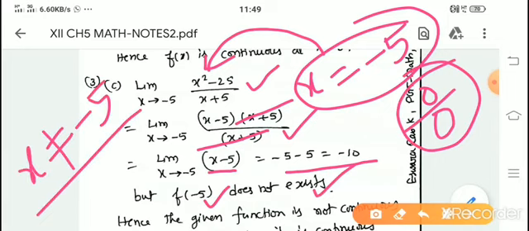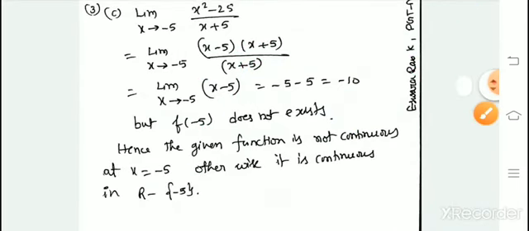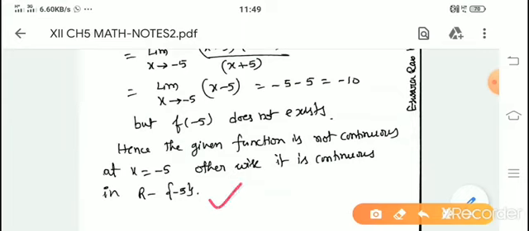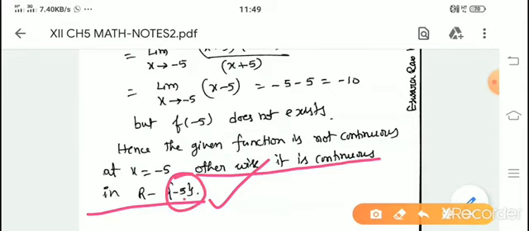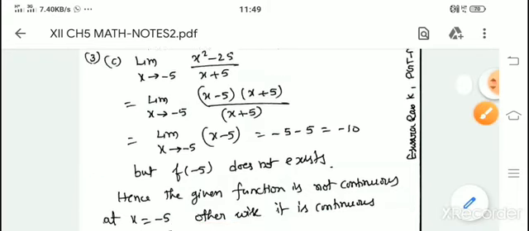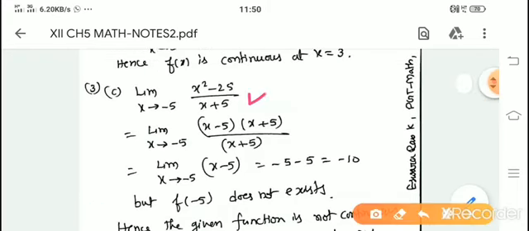So we understood that at x equal to minus 5, this function is not continuous. Otherwise, it is continuous on the set of real numbers other than minus 5. So the continuity of this function means this function is continuous everywhere except at x equal to minus 5.